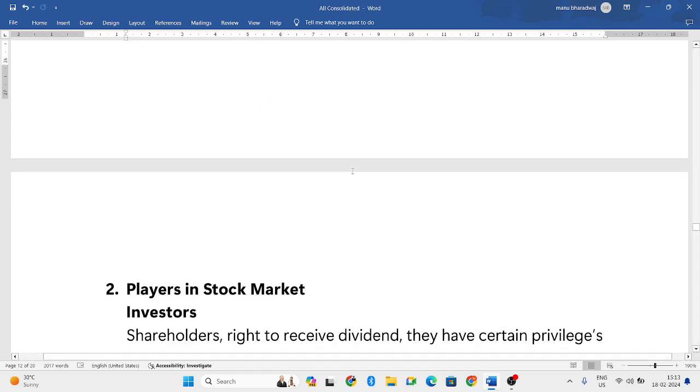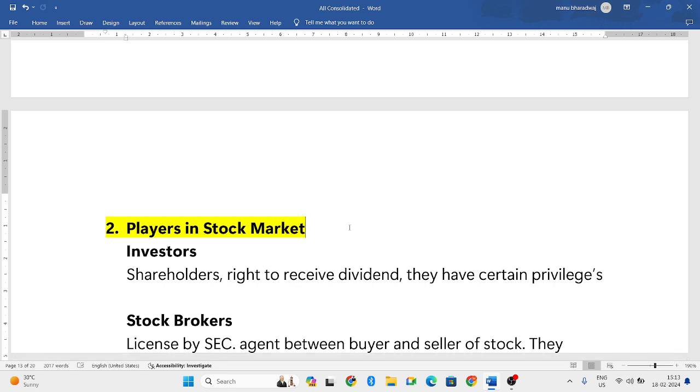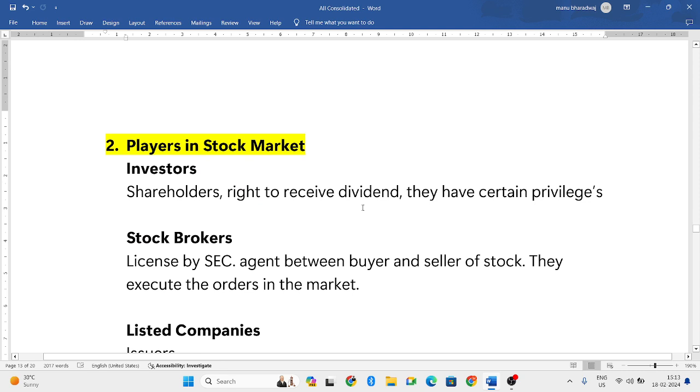Next question says players in stock market. So what do players in the stock market mean? Who are the intermediaries? We can think of them as the intermediaries also. First one is investors. Investors are the persons who are ready to invest their money in shares, debentures and various financial securities, such as shareholders. For the amount they have invested in the shares, they will get the dividend on shares, and they also have certain privileges such as voting rights.